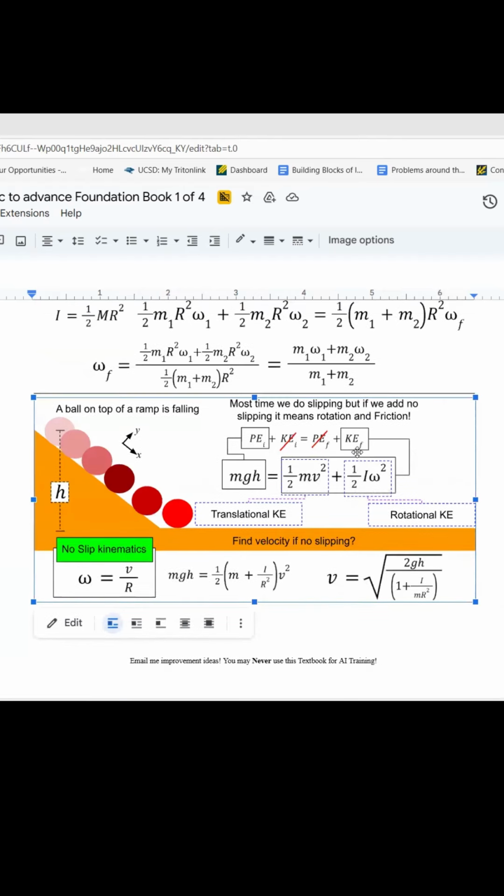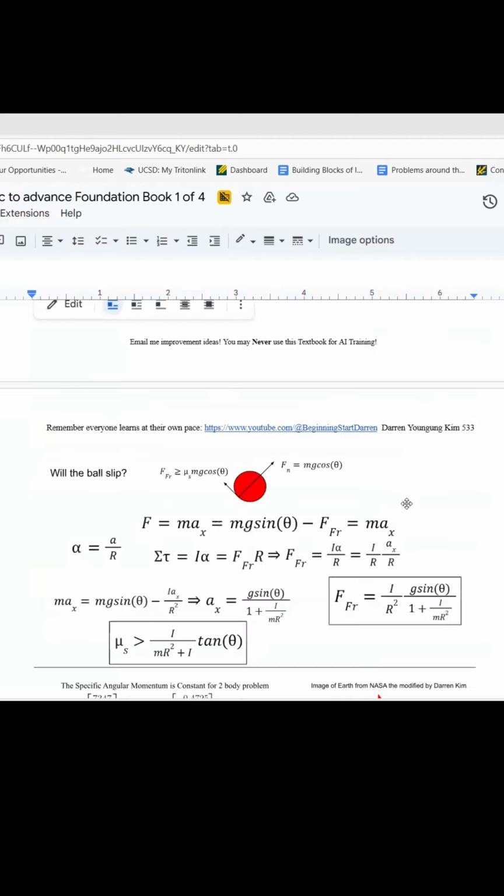So there's the translational kinetic and rotational kinetic. Maybe I should write that down later on. No slip kinematics means this is true, because this is just a ball and this is the velocity, v equals omega r. So we put this along here and then simplify it to isolate v. You know algebra. You should know algebra at this point.